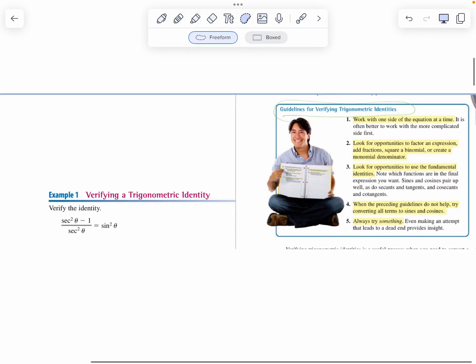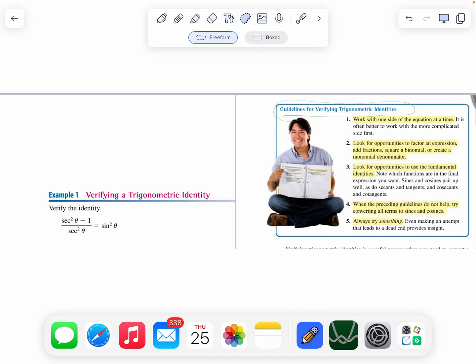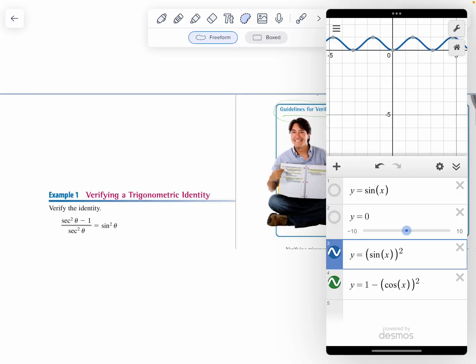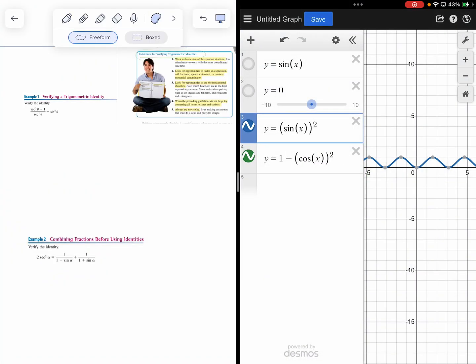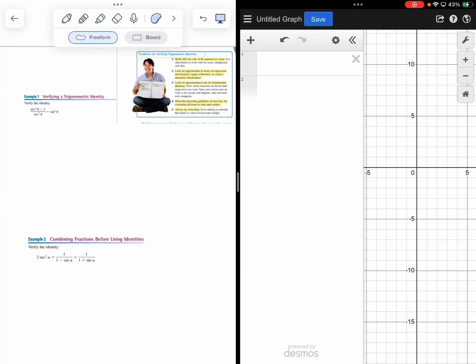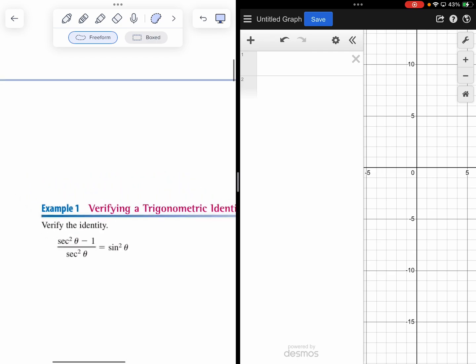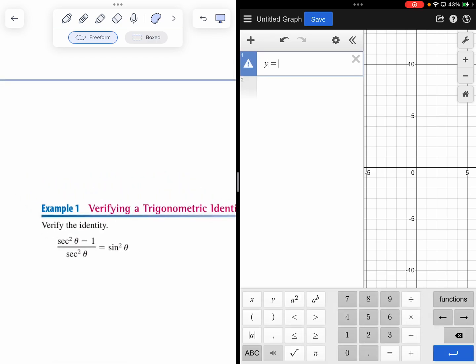Okay, so now we're going to get into our first example. I'm only going to do this for the first problem. For the first problem, I want to remind you that we are verifying an identity. When they say verify this identity, what it means is that if we would graph it, the left side and the right side would be on top of each other.